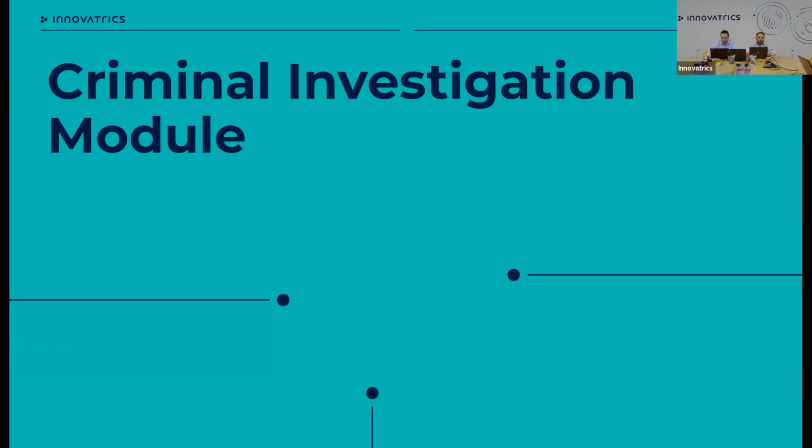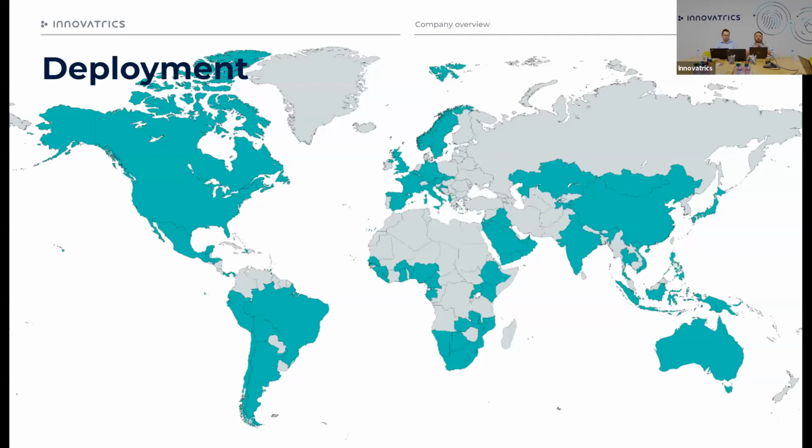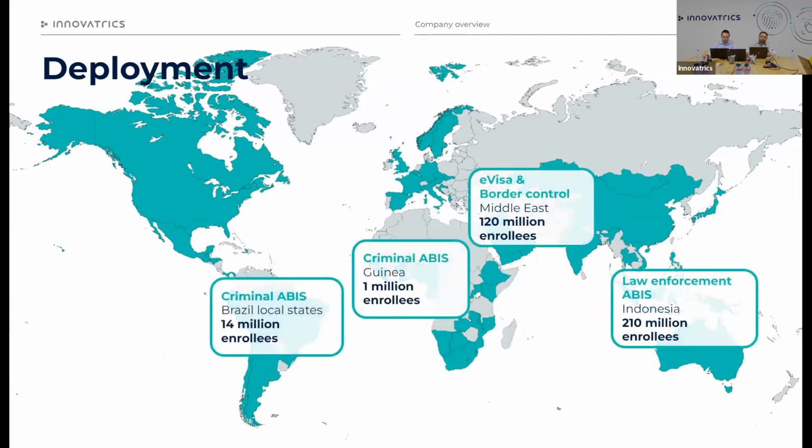Okay, to the point, right? So let's explore the new features in the criminal investigation module. So far, I can tell our solutions have been deployed around the world, and we have developed criminal ABISs in several places, such as South America, Africa, Middle East, Southwest Asia, and we are continuously working on improving this module in order to fulfill the user requirements from around the world. So this has been a work of enhancing for different use cases or different variations of use cases.